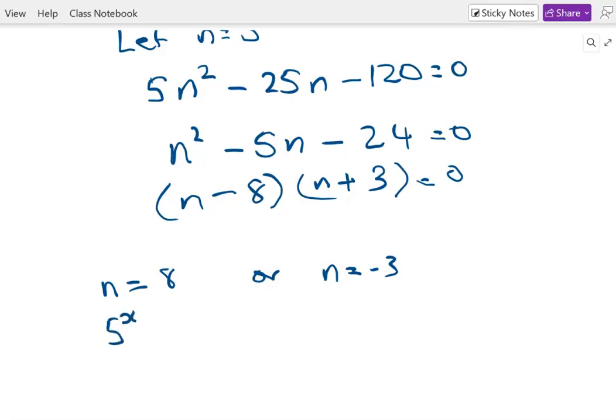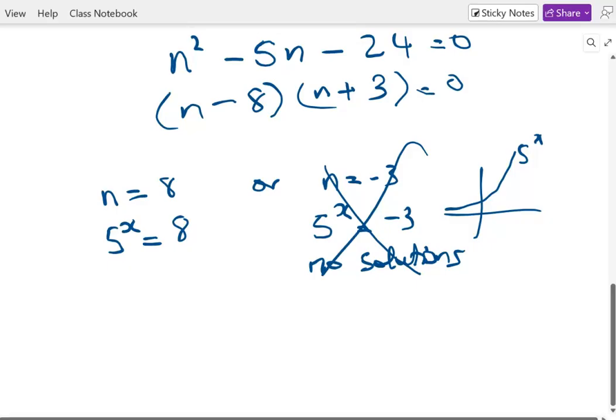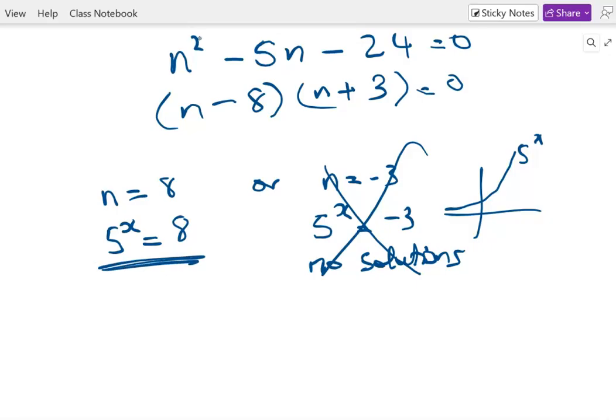But remember, n is equal to 5 to the power of x. So 5 to the power of x is equal to negative 3 has no solutions. 5 to the power of anything is going to be a positive number. If you think about the graph of 5 to the power of x, it'll look like that. So we ditch that one. Maybe don't do that on your exam paper, that's pretty ugly. And now we're left with just this one solution: 5 to the power of x is equal to 8.